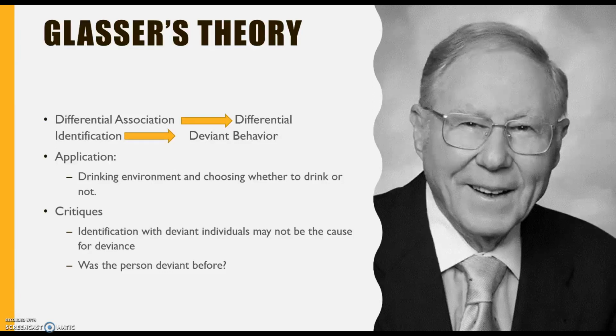And that's what Glaser states, that the person has a choice. And this is something that is not mentioned in Sutherland's theory, which is something that I like, choice. You can make your own decisions. However, some critiques to Glaser's theory include that identification with deviant individuals may not be the cause for deviance. And was the person deviant before?